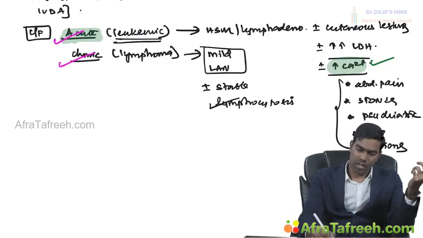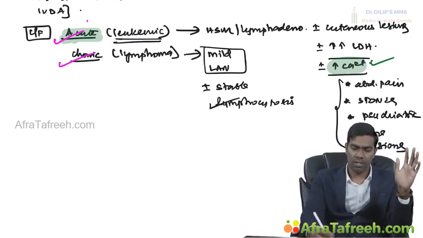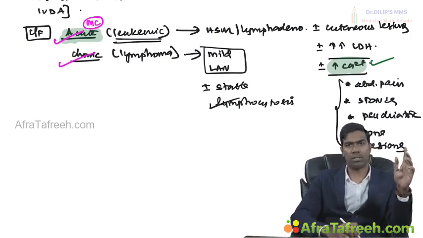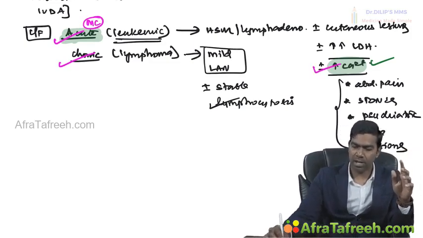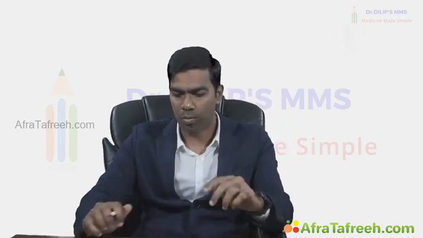So the only two things you have to remember: acute, like a leukemic presentation, and chronic, like a lymphoma presentation usually. But which is more common if they ask you? Acute leukemic presentation is more common, and this hypercalcemia as a paraneoplastic syndrome is also a very commonly asked question in exams. So you have to note that also. That's a very important point.